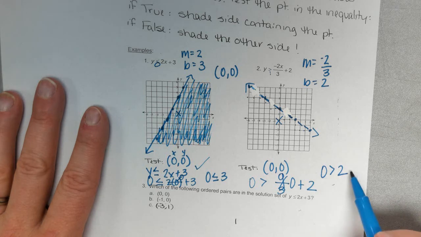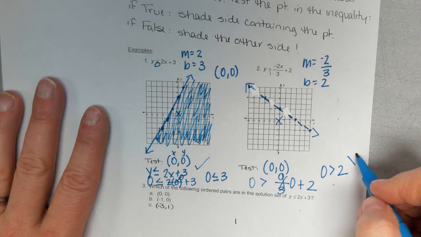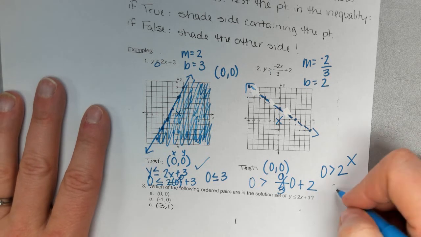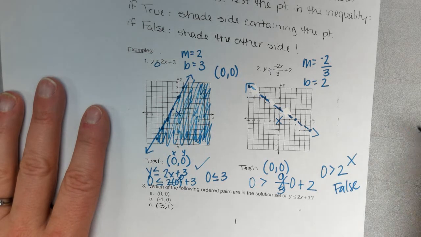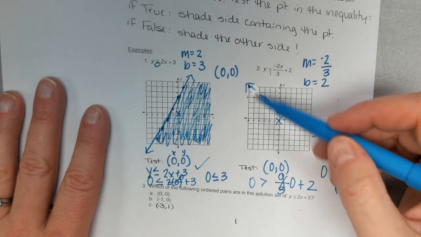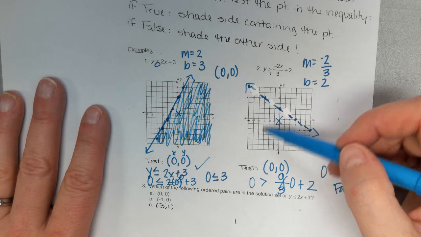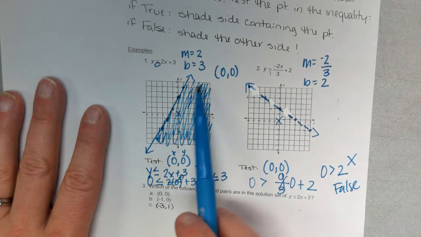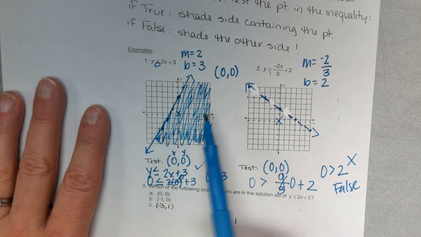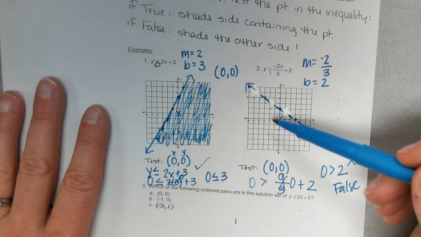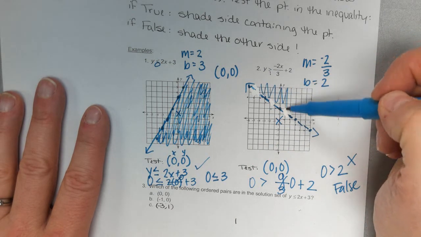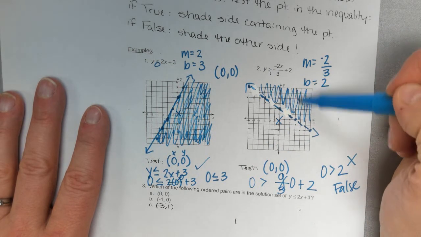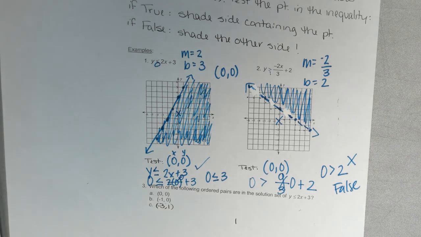Is this a true statement? No, it is not a true statement. It is false. So instead of shading where the point was, like we shaded over here where our test point was last time, our test point is not true, so we have to shade the other part, the part above. Okay?